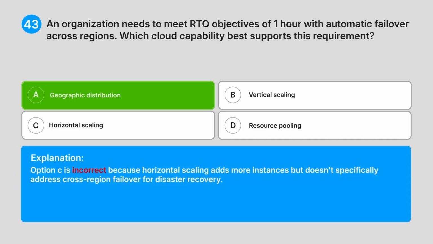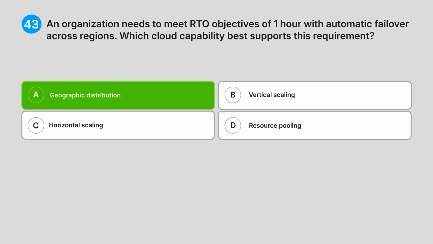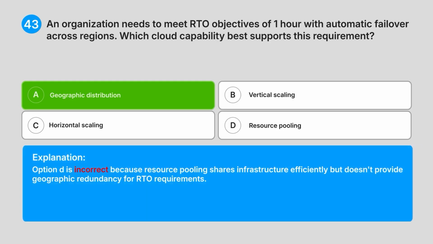Option C is incorrect because horizontal scaling adds more instances, but doesn't specifically address cross-region failover for disaster recovery. Option D is incorrect because resource pooling shares infrastructure efficiently, but doesn't provide geographic redundancy for RTO requirements. Geographic distribution is the cornerstone of meeting aggressive recovery time objectives in disaster recovery planning.